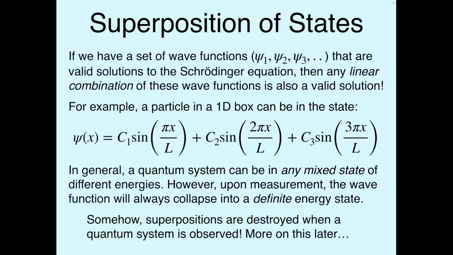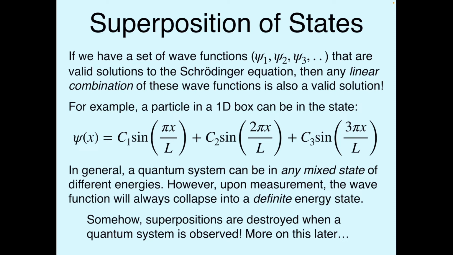But what's going on here is you have a superposition of the n equals 1 state, that's happening over here, the n equals 2 state, and the n equals 3 state. So in general, a quantum system can be in any mixed state of different energies like this, okay? And we call this a quantum superposition. However, if you actually make a measurement of the energy of that state, it's always going to give you a definite value, right? It's not going to be some mix of energy 1, 2, and 3. You're just going to randomly get either energy 1, energy 2, or energy 3. You're going to get some definite value.